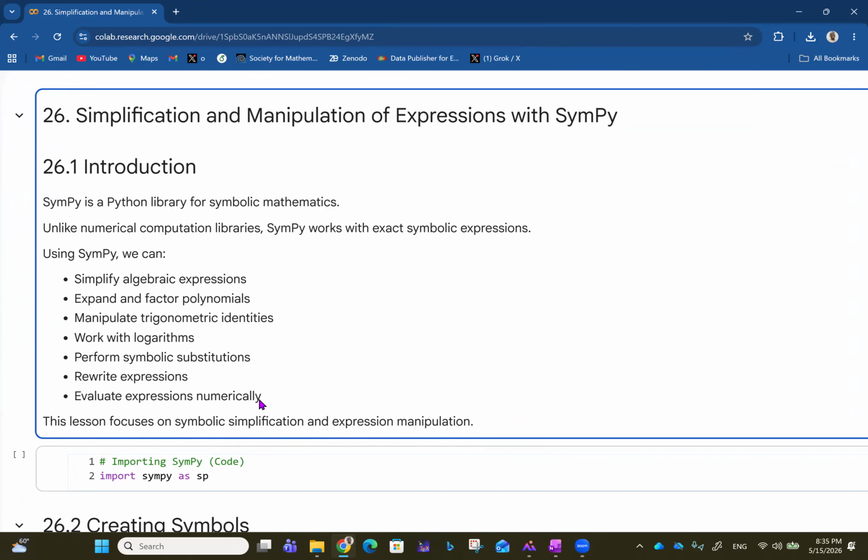SymPy is a Python library for symbolic mathematics, as you already know. SymPy means symbolic Python. Unlike numerical computation libraries, SymPy works with exact symbolic expressions. Using SymPy, we can simplify algebraic expressions, expand and factor polynomials, manipulate trigonometric identities, work with logarithms, perform symbolic substitutions, rewrite expressions, and evaluate expressions numerically. This lesson focuses on symbolic simplification and expression manipulation.